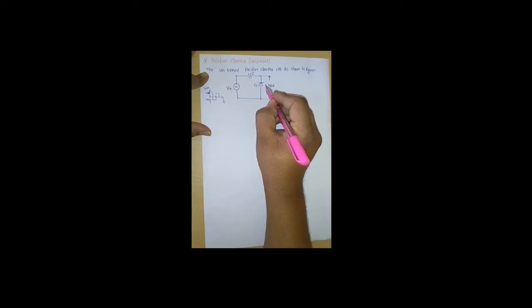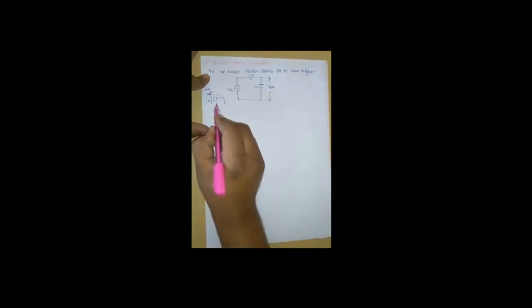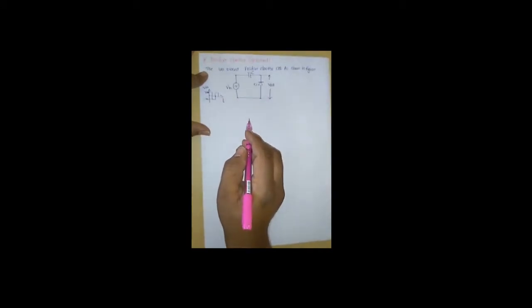For the analysis of the positive clamper circuit, we are giving the input signal as a square waveform. Now we are analysing the positive clamper circuit. We know that to analyse any positive clamper circuit, first we apply the open circuit method.